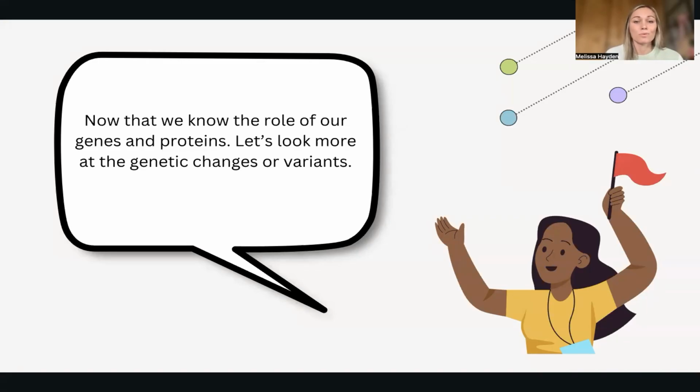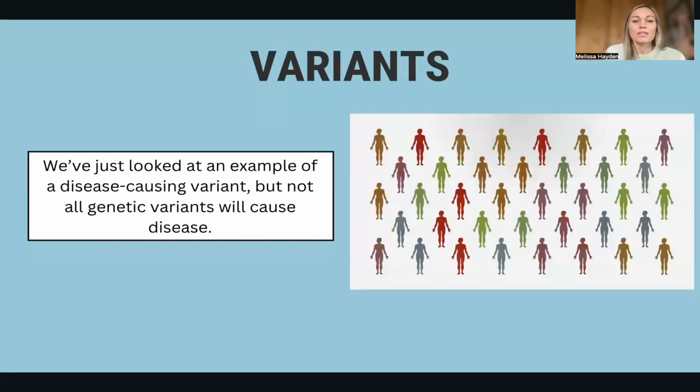Now that we know the role of our genes and proteins, let's look more at the genetic changes or variations. You may have noticed that we've used the words mutation and variant in this video. To clarify their meanings, generally, a mutation refers to a permanent change in the DNA sequence, often associated with disease or abnormal function, while a variant is a broader term that refers to any difference in DNA sequence, which may or may not have a harmful effect.